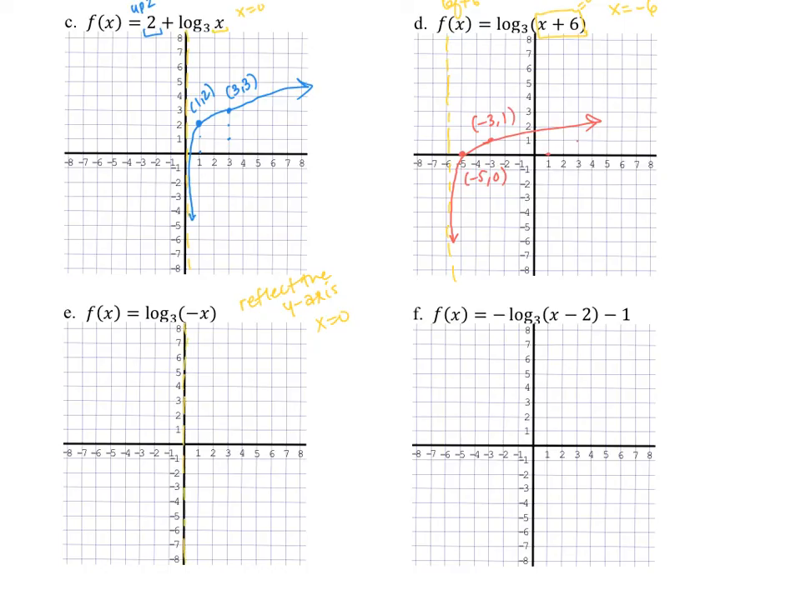Okay, I'm going to consider my easy points. I normally do 1, 0, but I want to reflect the y-axis. So instead of 1, 0, I'm going to put it over here at negative 1, 0. Since this is base 3, 3, 1 is normally a nice point on my graph. If I reflect the y-axis, now it's going to be negative 3, 1. Okay, and that is good enough for a graph.